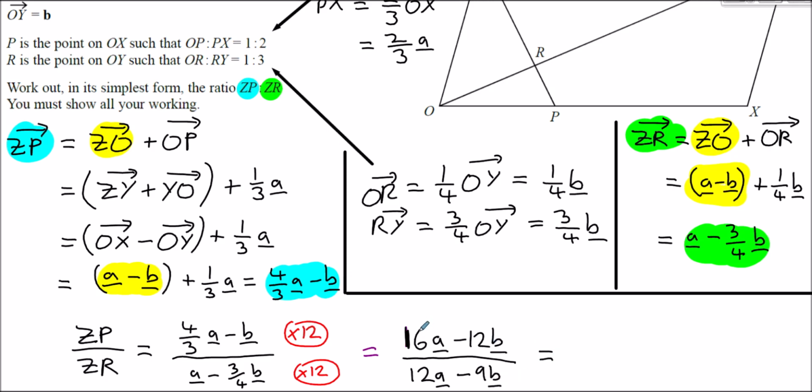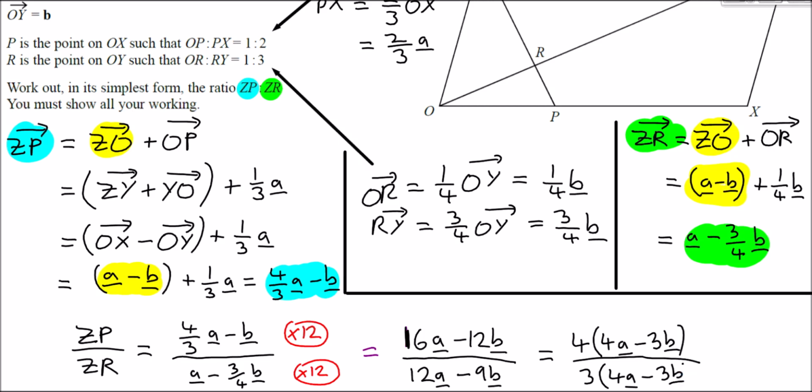We can now factorise both the top and the bottom. 16 and 12 are both multiples of 4. So the top factorises to 4 times 4a, then I need to put in minus 3b. At the bottom, 12 and 9 can both be divided by 3. So we can factorise out a 3 from these. To get from 3 to 12a, I need to times 3 by 4a. And then to get from 3 to minus 9b, I need to multiply by 3b.